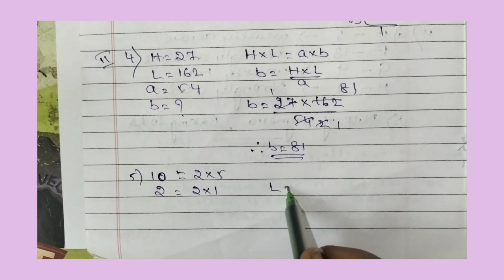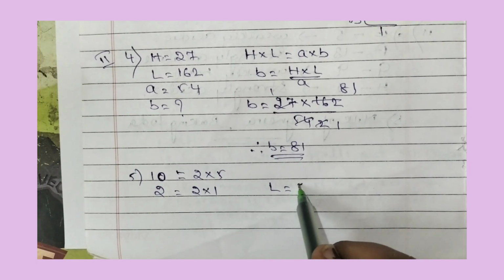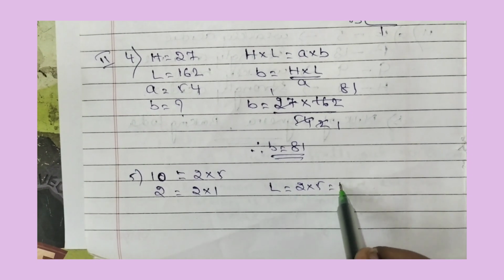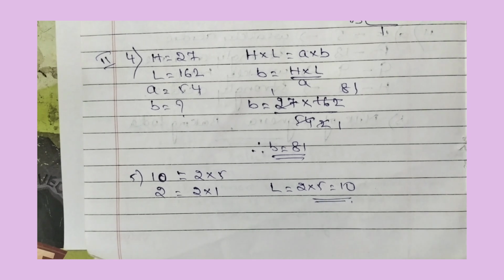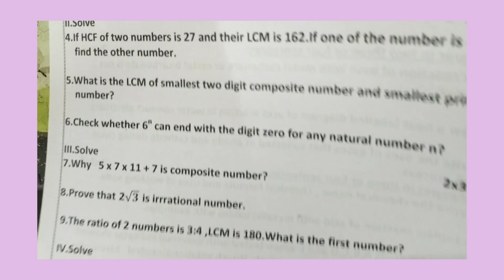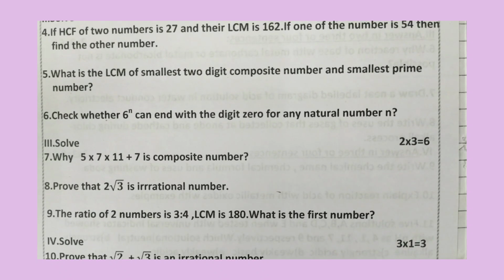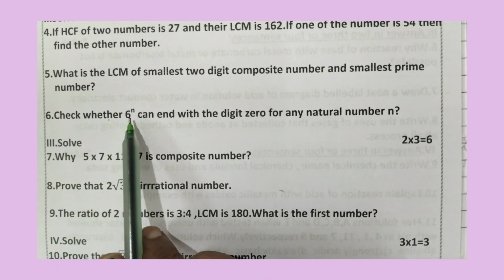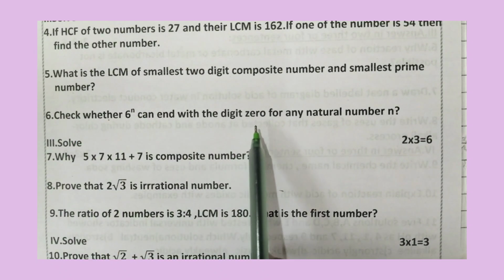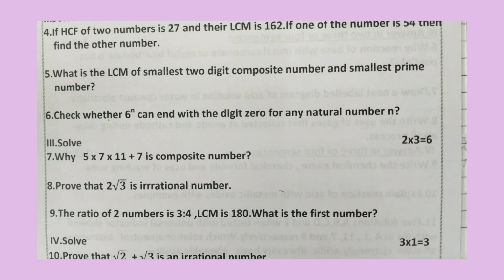So what is the LCM? 2 into 5, which is equal to 10. So 10 is the LCM of the smallest two-digit composite number and the smallest prime number. So like this we have to find out the LCM. Now let us move to question number 6. Check whether 6 to the power of n can end with the digit 0 for any natural number n.